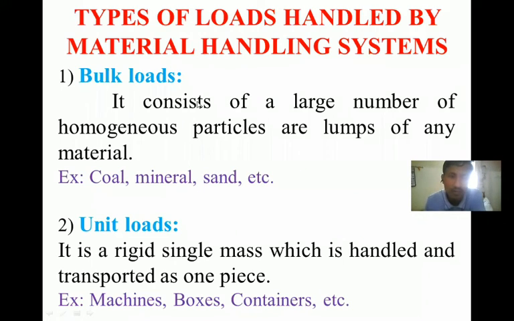In case of bulk loads, you require some containers so that you can fill the sand in the container and transport it. In case of unit loads, as the name itself indicates, it is a single piece. Examples of unit loads are machines, boxes, containers, etc. So loads are basically classified into two types: bulk loads and unit loads. This is about the types of loads.